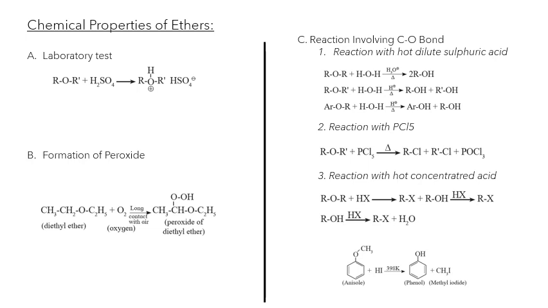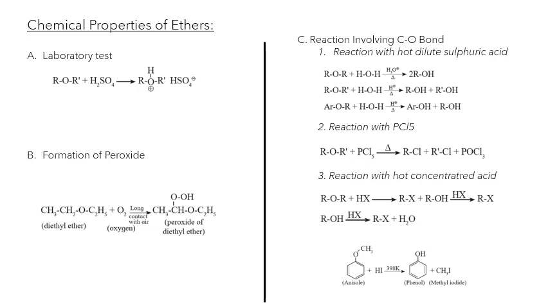Chemical properties of ethers. First one, laboratory test for ethers. Ethers are neutral compounds in aqueous medium. Ethers do not react with bases, cold dilute acids, reducing agents, oxidizing agents, and active metals. However, ethers dissolve in cold concentrated H2SO4 due to formation of oxonium salt. Thus, ROR plus H2SO4 gives rise to ROHR+ plus HSO4-, with oxygen carrying a positive charge. This property distinguishes ethers from hydrocarbons.